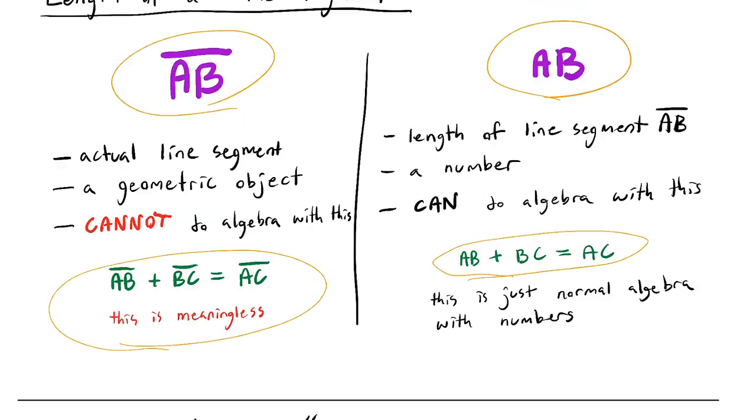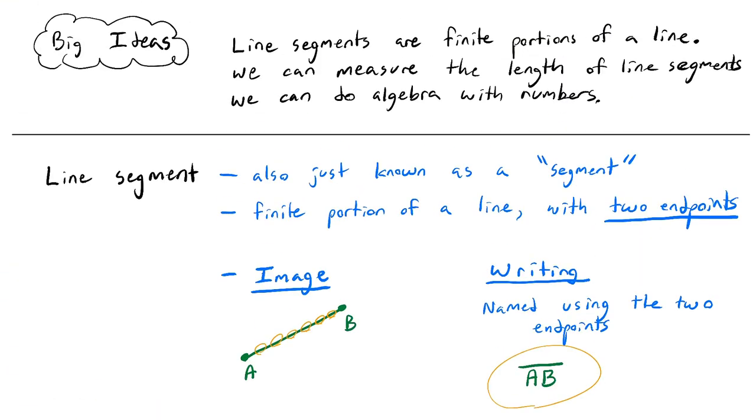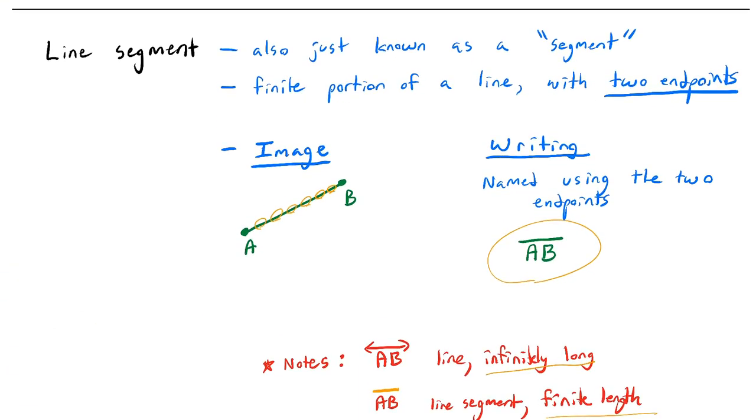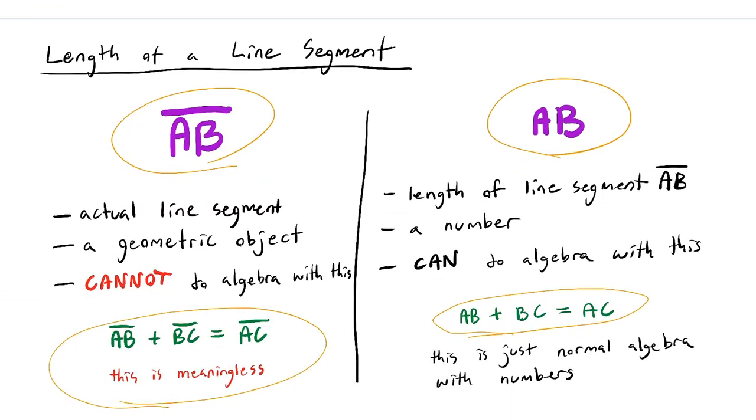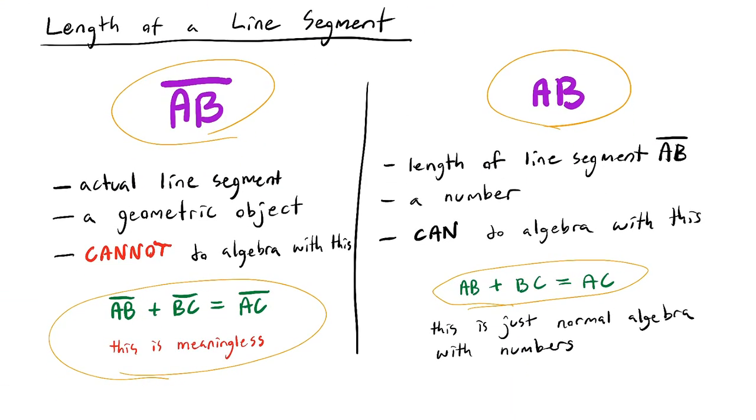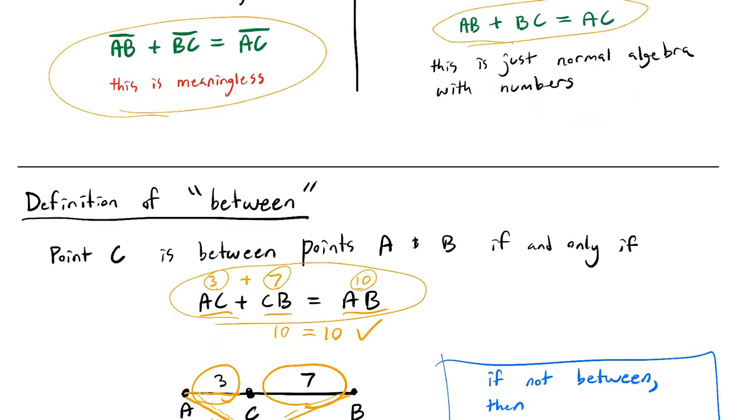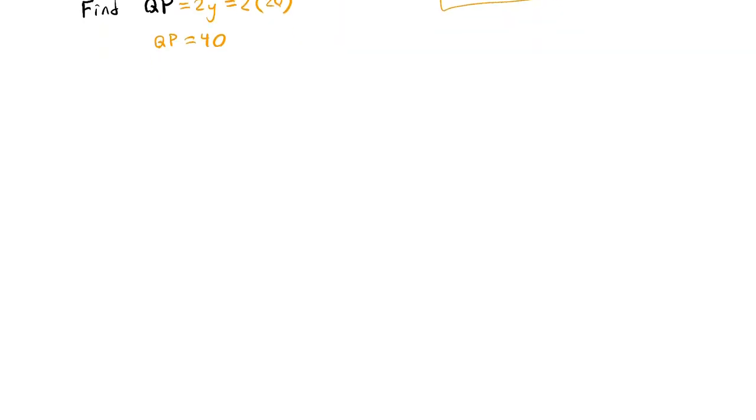lesson, right? Again, the lesson is just what is a line segment, okay? And then we can define the length of a line segment. Again, no symbol above here. That's the big thing. We're talking about that. It's a number. We can do algebra with it. And then we just start using it, okay?